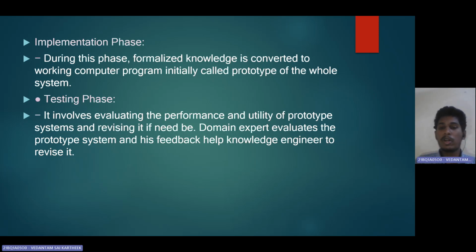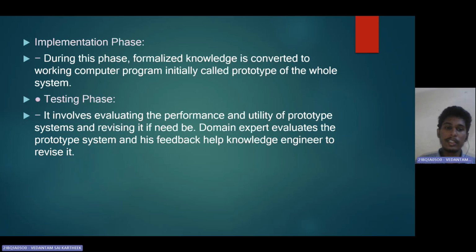The domain expert evaluates the prototype system, and his feedback helps the knowledge engineer to revise it. So how good the prototype is working, how accurate the prototype is in giving the answers. If we take a medical disease identification system, it should give accurate results based on the symptoms. So the domain expert will be evaluating those parameters and judging how accurate the prototype is.